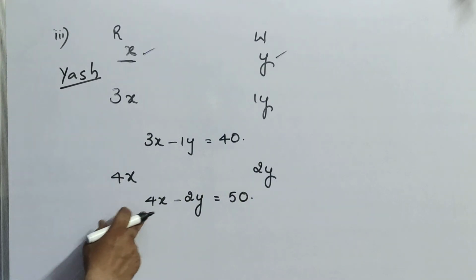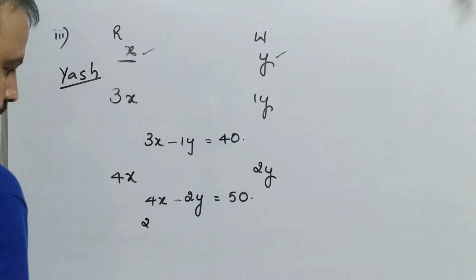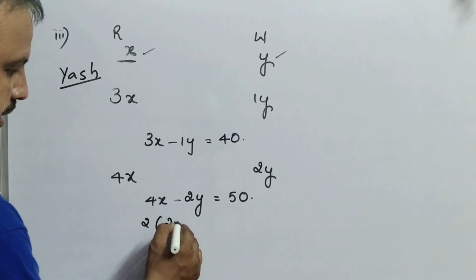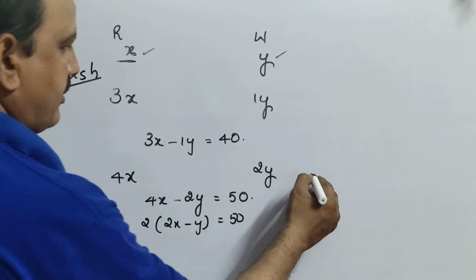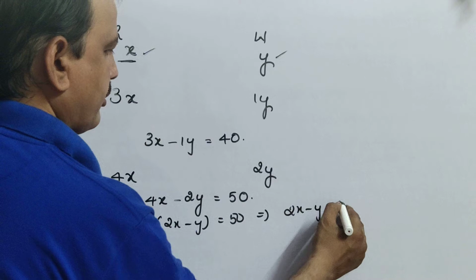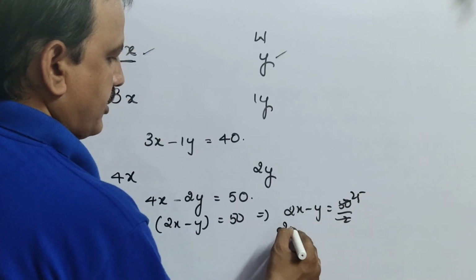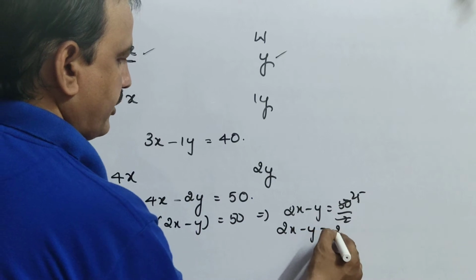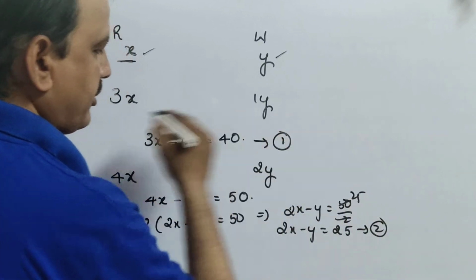So you can still simplify this one. If you take 2 common, 2x minus y equals 50 by 2. That is 2 ones are 25. So 2x minus y equals 25. So this is the second equation and this is the first equation.